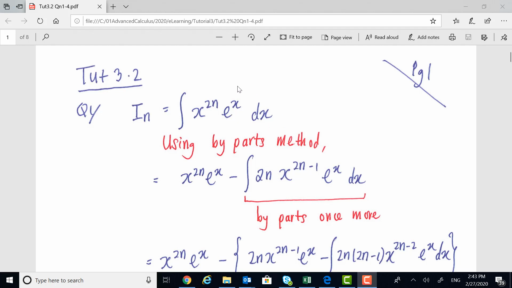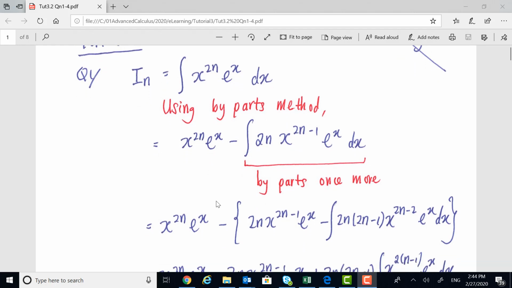So in performing by parts, I keep what I want to differentiate, I integrate what I want to integrate, minus, within this integral, I will differentiate this to give me this one, and then I will integrate this. So I've done one round of by parts for question 1. And for this question, you need to do a by parts a second time. And this time, again, I want to differentiate this expression and to integrate this.